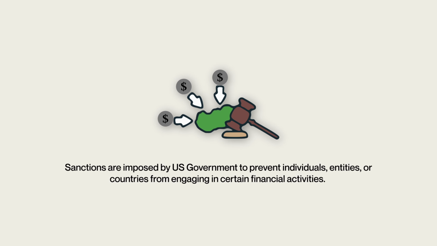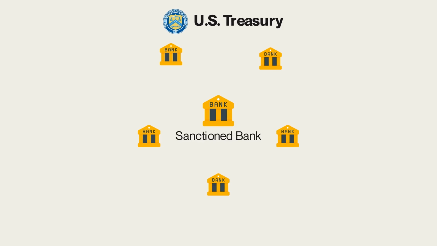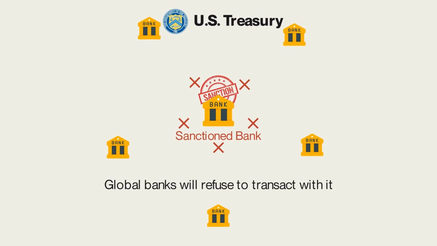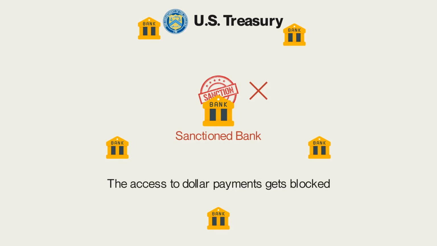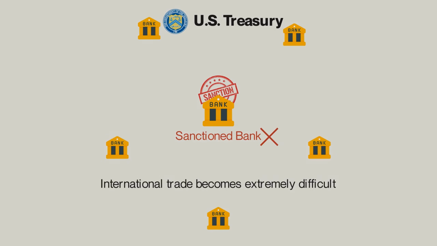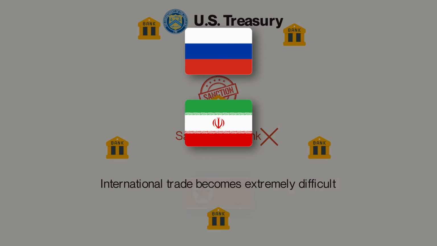A sanction essentially means cutting an individual or entire country out of the dollar-based financial system. For example, if the US Treasury places a bank on its sanction list, global banks will refuse to transact with it, access to dollar payments gets blocked, and international trade for that sanctioned country becomes extremely difficult. Primary examples are Iran, Russia, North Korea, etc.